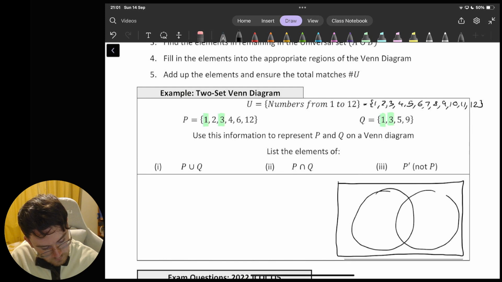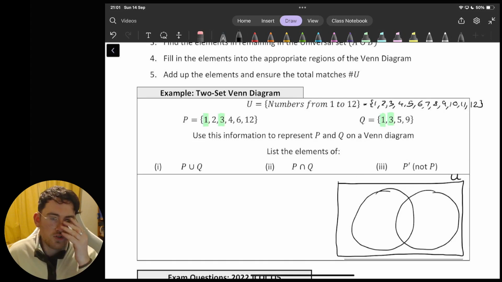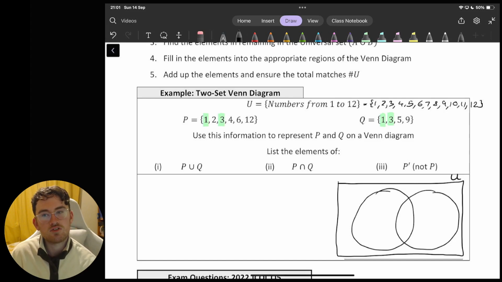Okay, so I'm going to start here drawing my rectangle with my capital U. So remember the capital U there is the universal set. That's the background set, that's everything. That's the overall situation we're looking at. For this question, that's the numbers from 1 to 12. So they're the only things that matter. They're the only things that exist for us right now.